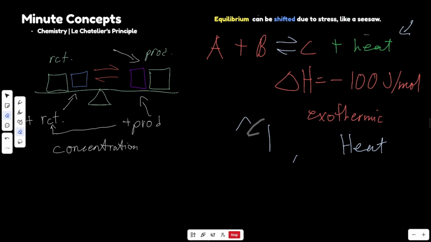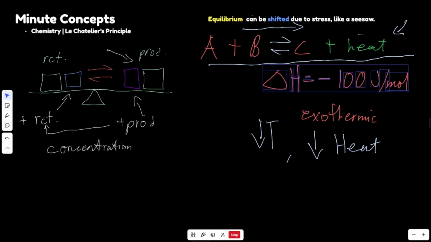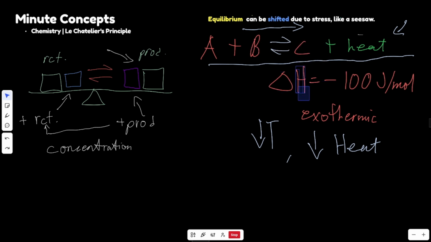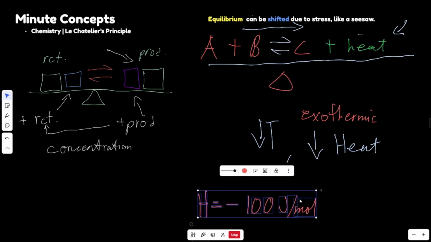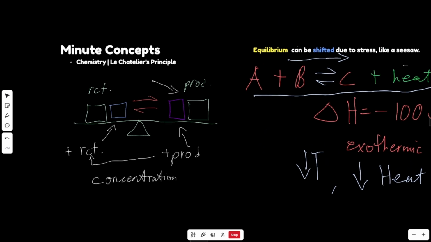Now, how about if we decrease the heat? If we decrease the temperature, we do the opposite. We decrease the heat, we subtract from this side. We're taking this away, so that means we need to shift to the right side so that we can produce more heat. I hope that makes sense, because basically what we're describing here is the seesaw, and this time instead of it being in a pure drawing form, we can make it in terms of the enthalpy. We have our own little triangle fulcrum there from enthalpy. And that's the general gist of how heat affects the equilibrium.